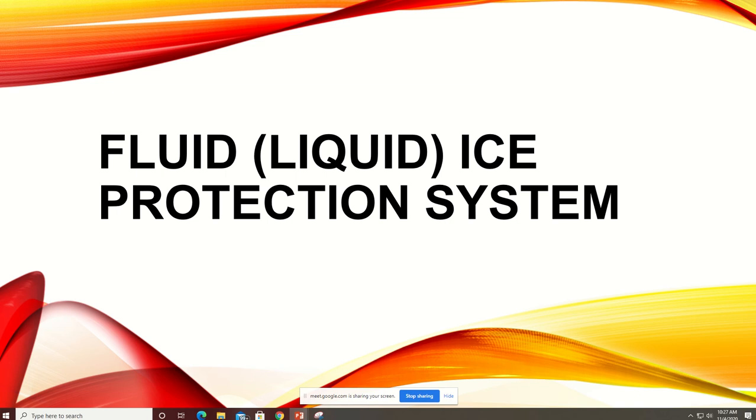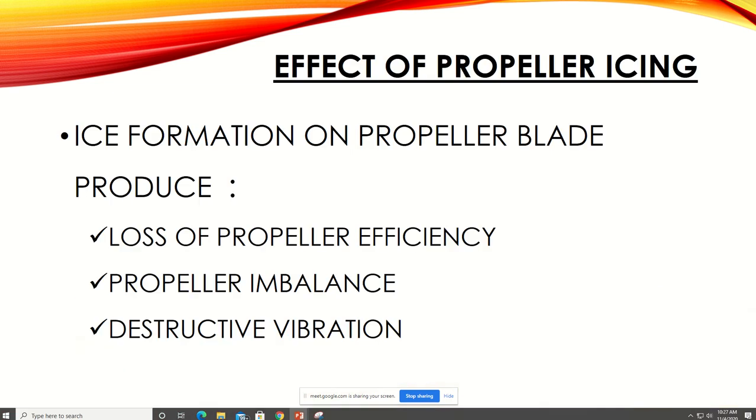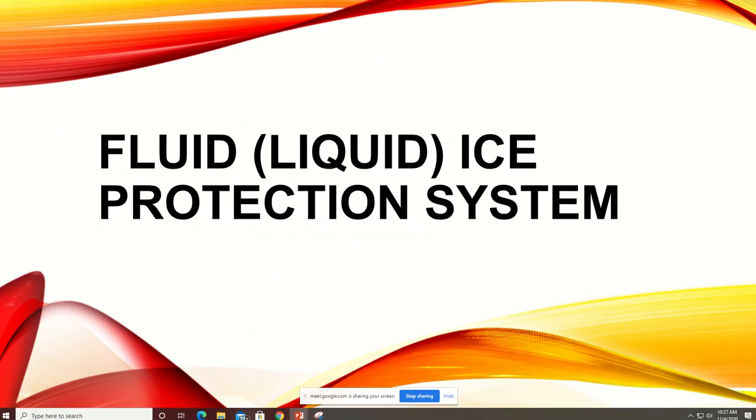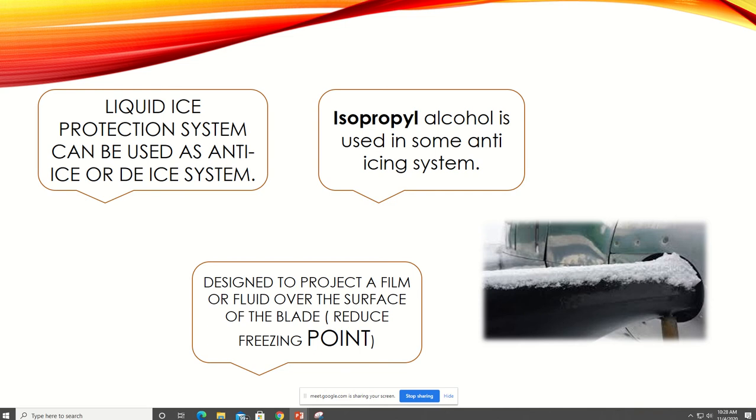Okay, so the system, fluid or liquid ice protection system. There are two normally discussed in the notes. One is the fluid or liquid ice protection system, and the other is the electrical de-ice system. So first we go through the fluid ice protection system. The liquid or fluid ice protection system can be used as both an anti-ice or de-ice system.